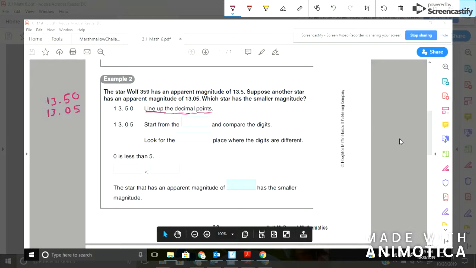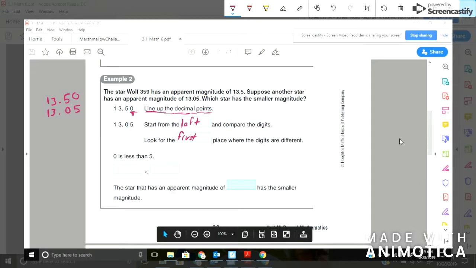And you'll see that's what they did here as well, okay? And then what you need to do is start from the left and compare the digits. They started from the first spot after the decimal. So the first spot after the decimal here is a 0, and the first spot after the decimal here is a 5. So look for the first place where the digits are different.